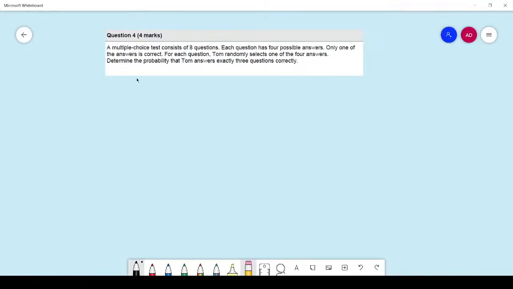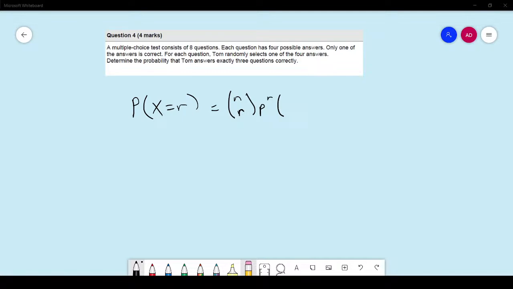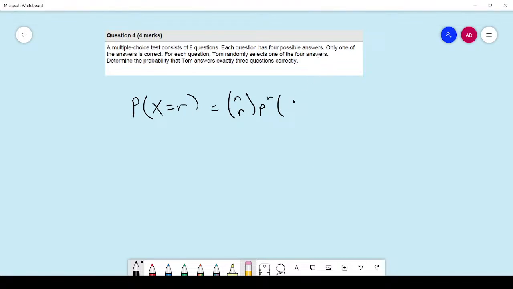And see if we can remember that in one go. Probability X equals r equals n choose r. Okay, no, I can't remember that. N choose r times p to the r times, outside of 1 minus p, to the power of n minus r.